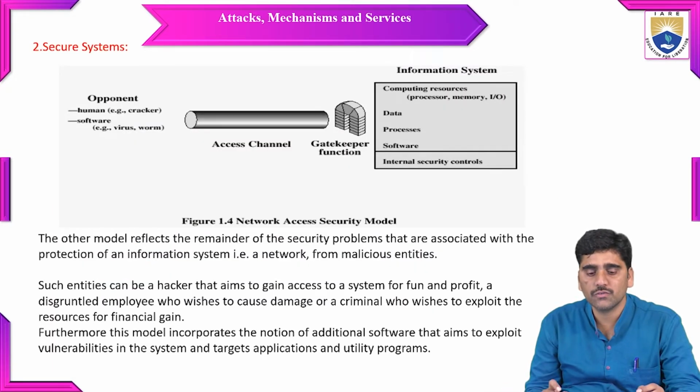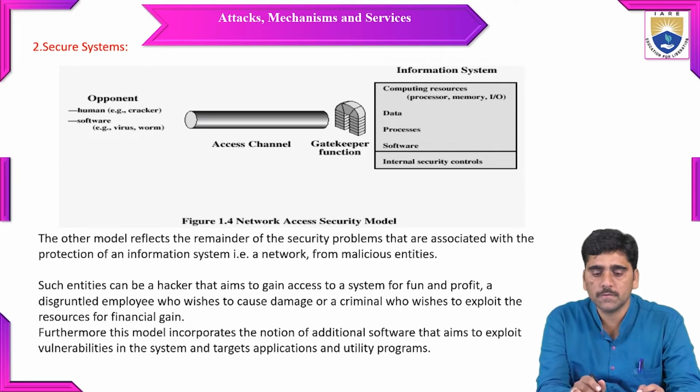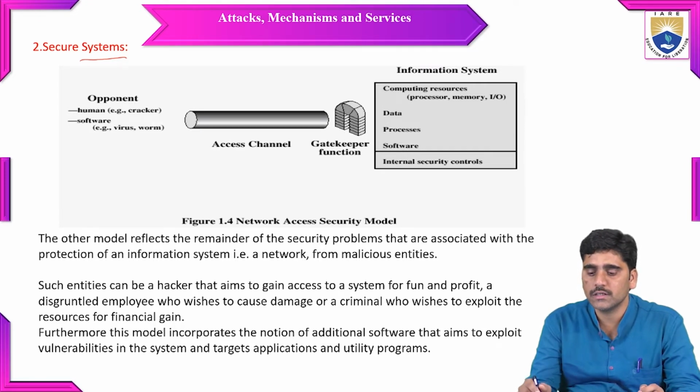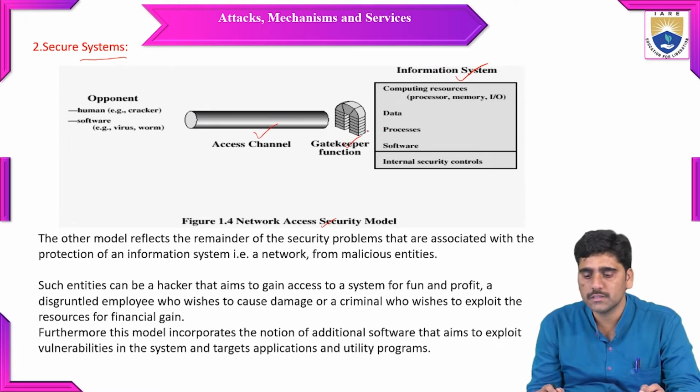And the second one is what? Secure systems. Secure systems are nothing but the source systems or destination systems, which you can say are information systems also. So here you can see the network access security model, which contains an access channel, gatekeeper functions, and an information system, which has computing resources, data, processes, software, and internal security controls.